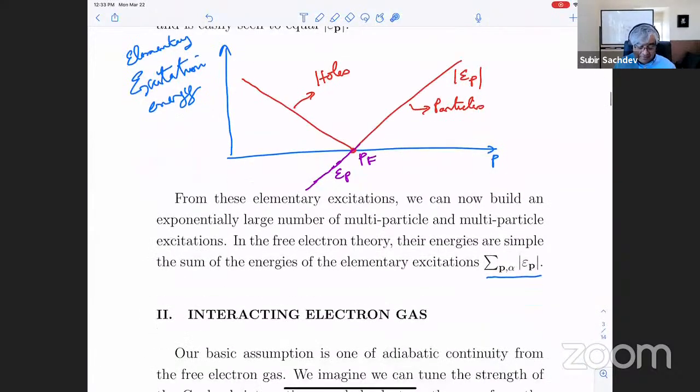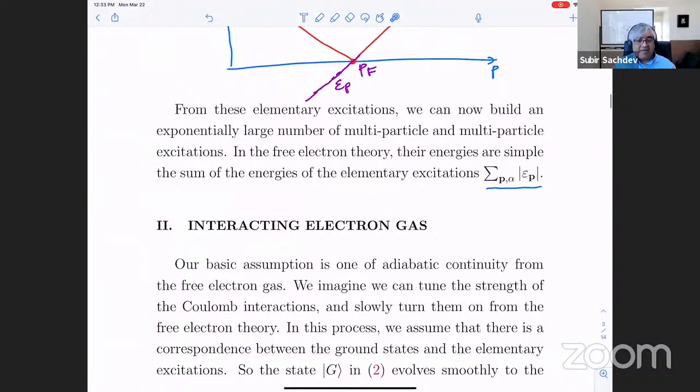Let's continue to the interacting electron gas. The basic assumption is adiabatic continuity, but even that is kind of subtle. For the ground state, it's not very subtle. We imagine we can tune the strength of the Coulomb interaction and slowly turn it on from the free electron theory. We start with the ground state of the free electron gas, we turn up the Coulomb interaction, and the ground state will change. The wave function will change. But we assume there's no dramatic phase transition, no superconductivity or magnetism appearing. We just go smoothly from the ground state of the free electron gas to the ground state of the interacting electron gas.